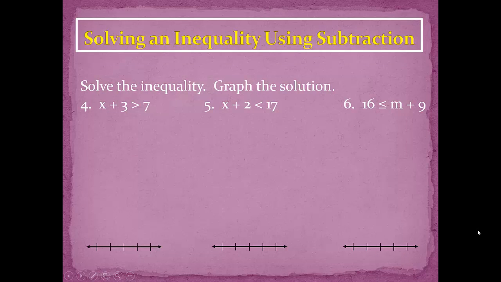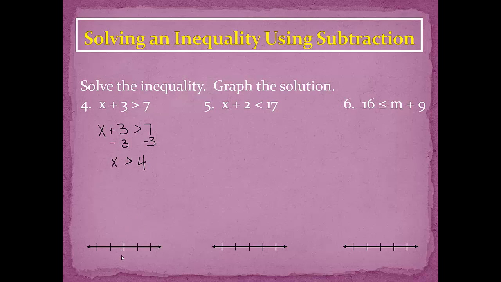Now we'll look at solving an inequality using subtraction. So we're going to solve the inequality and graph the solution. Now for number 4, we have x plus 3 is greater than 7. So once again, we will solve this just like we did an equation, and we can solve this by subtracting 3 from both sides. So we have that x is greater than 7 minus 3, which is 4.